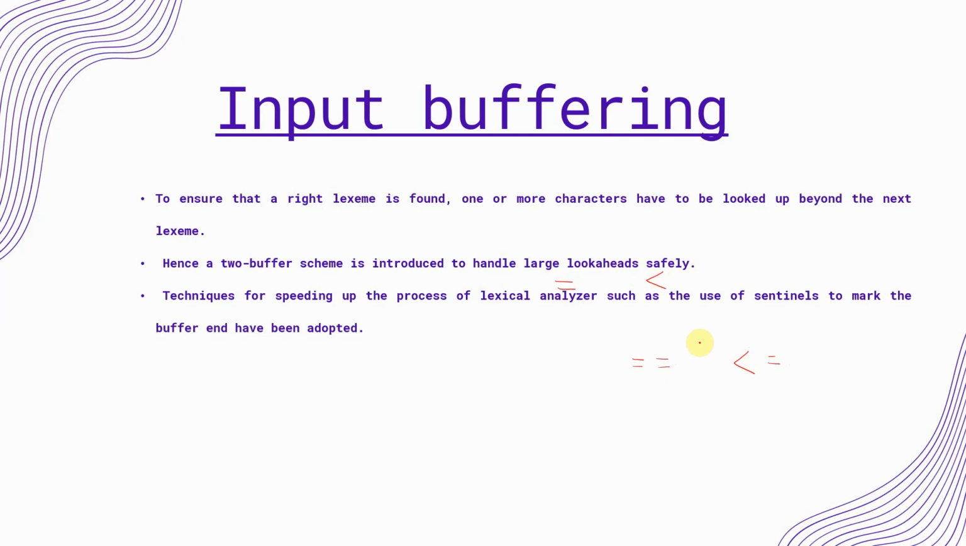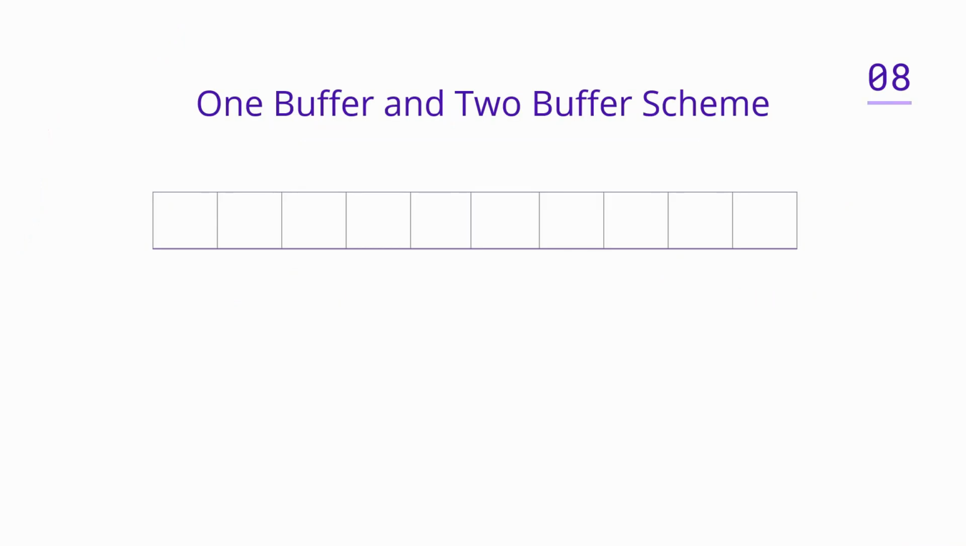Okay, so we have some techniques here called input buffering techniques. There are two types of techniques: the one buffer technique and the two buffer technique. So let's see how these techniques work. Before actually proceeding with the one buffer and two buffer techniques, I'll explain how this buffering works. So just assume that you have some input in this buffer.